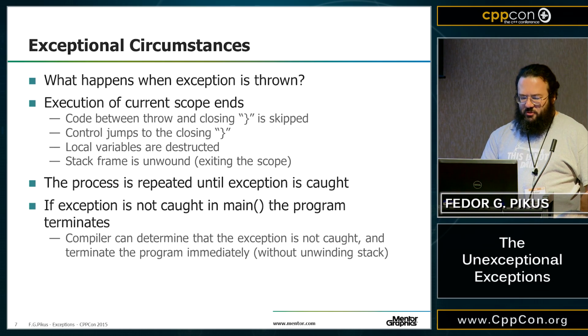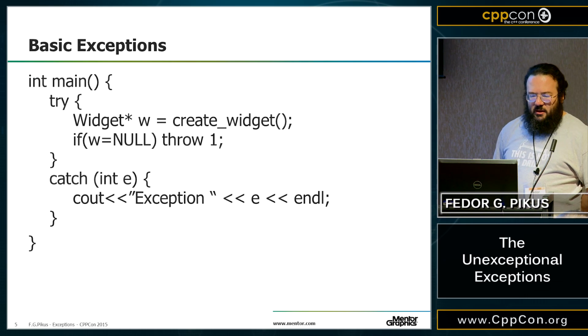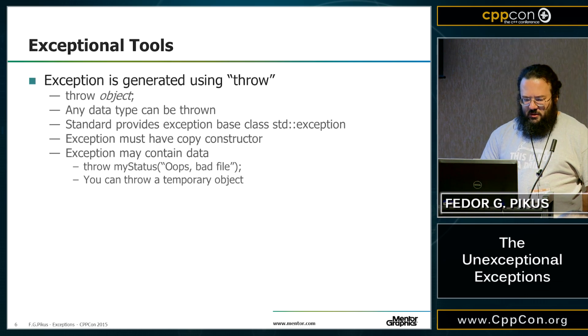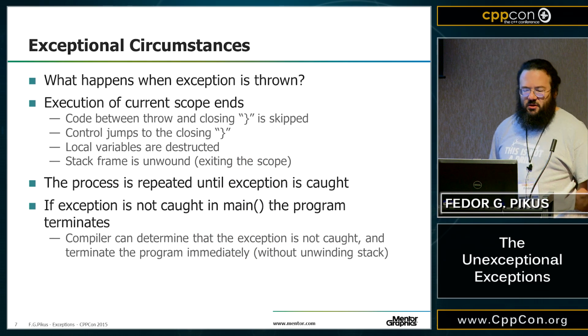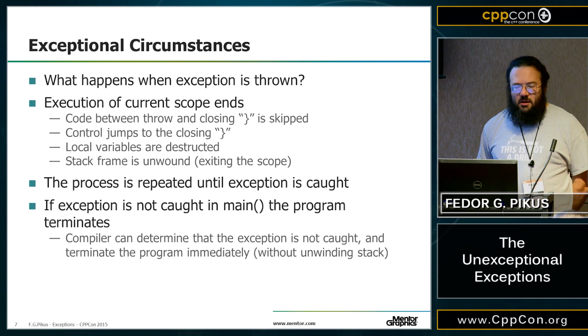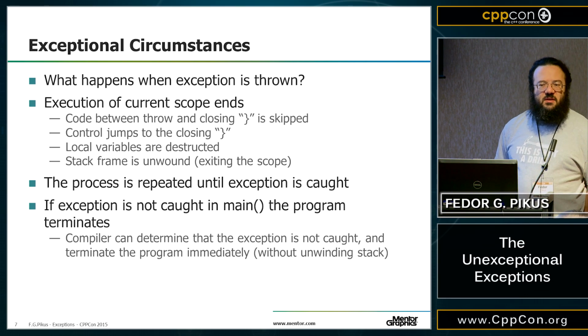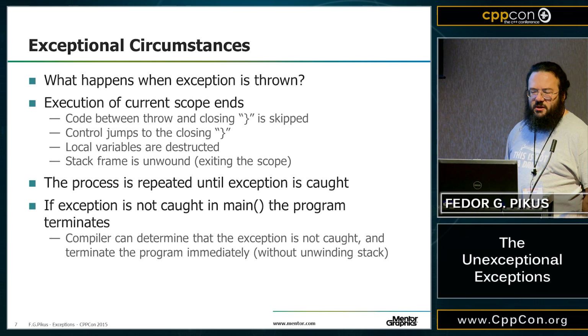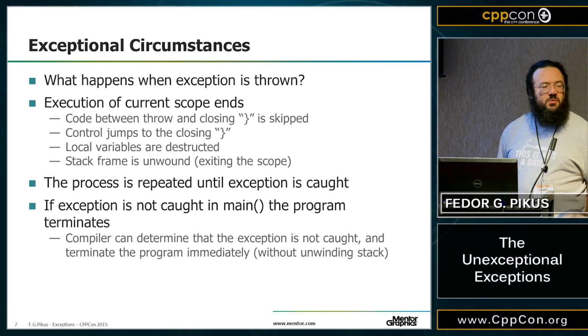So what happens when the exception is thrown? Well, let's go back here. It interrupts the normal control flow, so you immediately jump to the closing curly bracket. Any destructors for objects local in the current scope fire, the objects get deleted. And then if the exception is not caught by a catch block, this process continues. You jump to the next closing curly brace and so on. If in doing so you reach all the way to main, and the exception is still not caught, the program terminates.